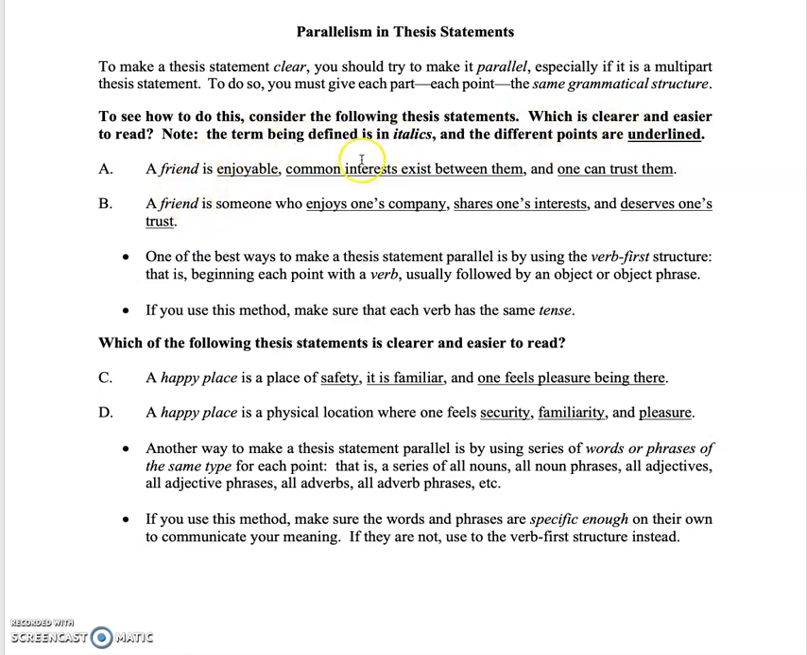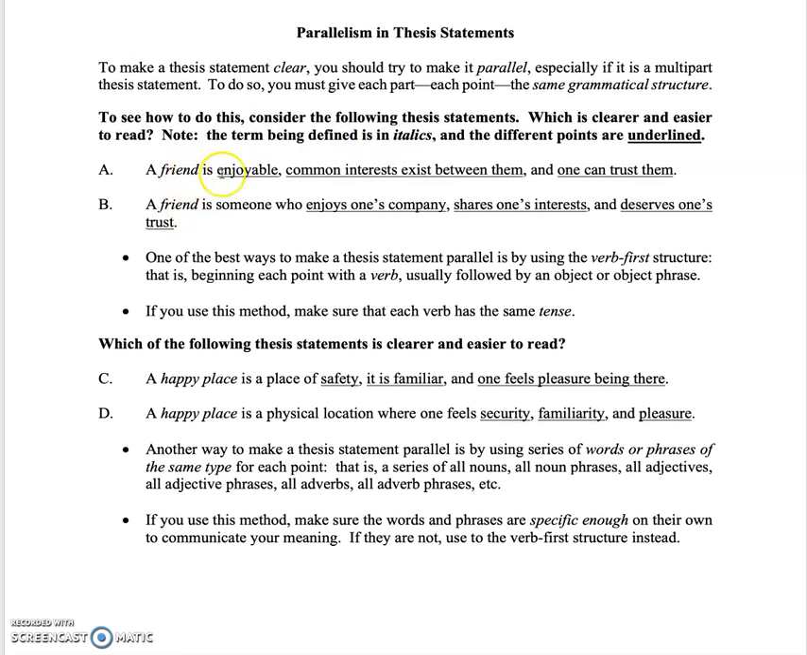In each of these two, I have the term being defined in italics, just so you know what's being defined, and then the different parts are underlined. So read just A and B, and then pause the video first, read A and B, decide which you think is more parallel and why, and then we'll come back and talk about it. So you can pause the video now. Okay, so B is the more parallel thesis statement.